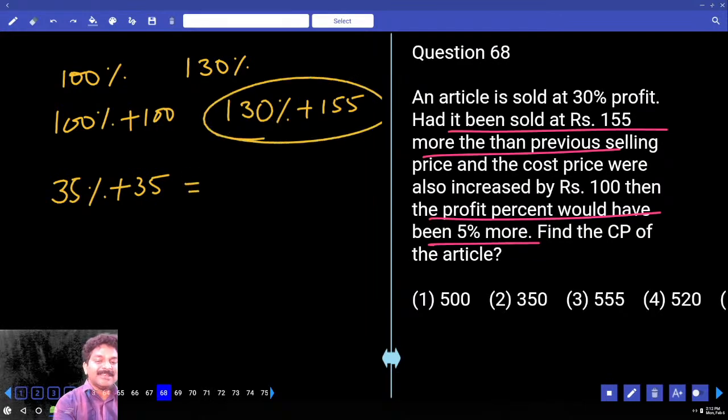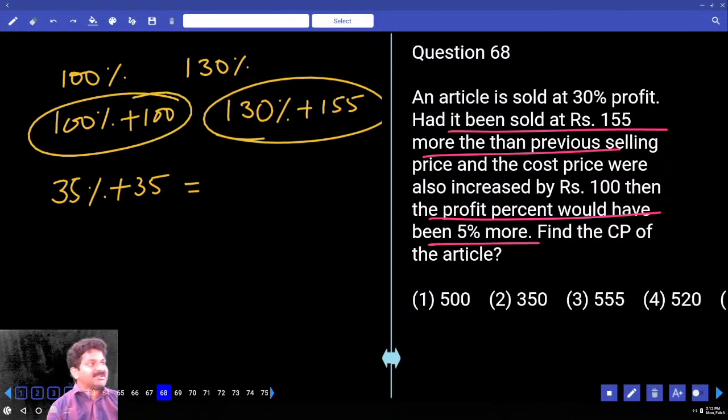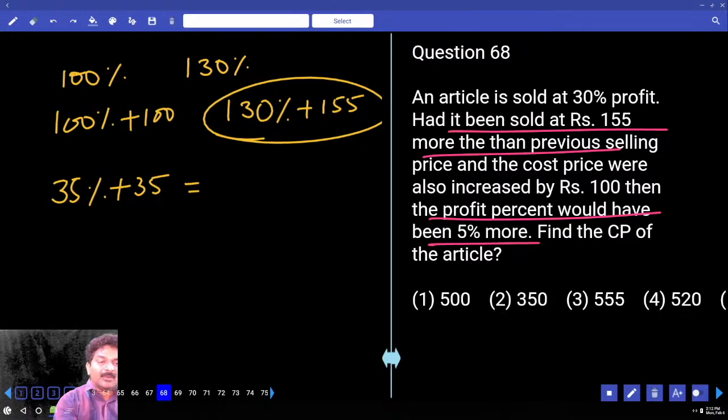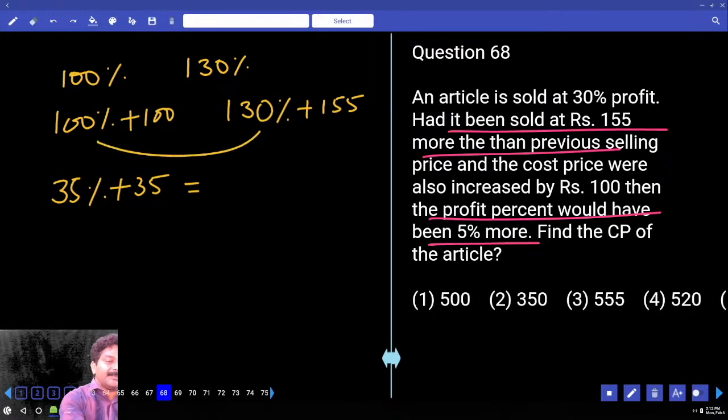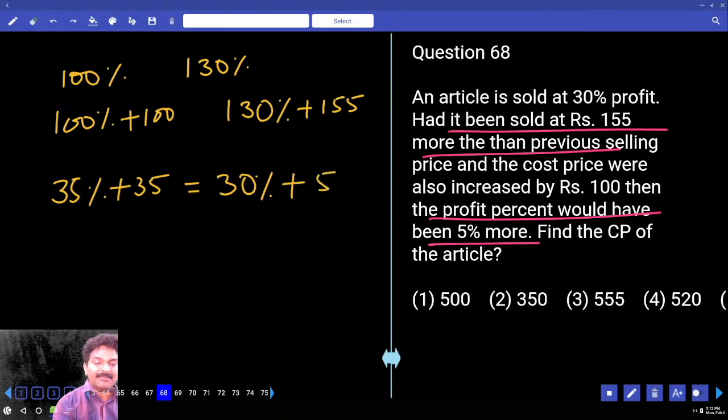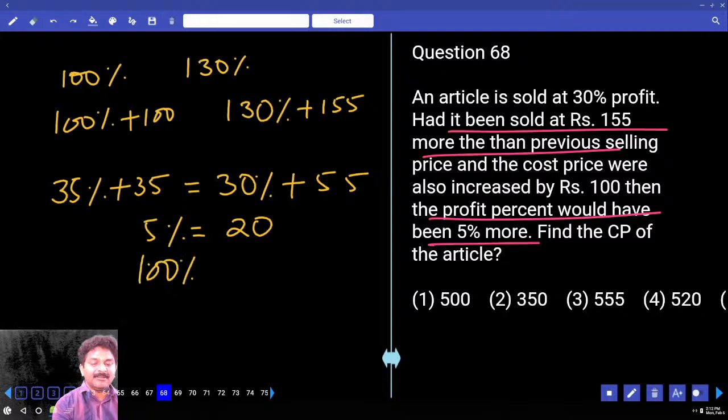Now this is selling price and this is cost price. Difference is profit only. Both must be equal. 130% minus 100%, 30%. 155 minus 100, 55. From this we can say 5% is equal to 20. 50% is 200. 100% is 400.